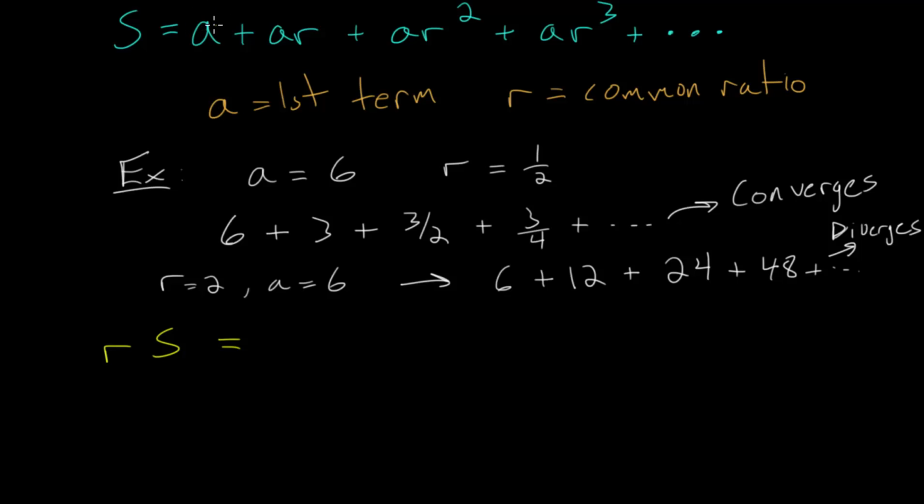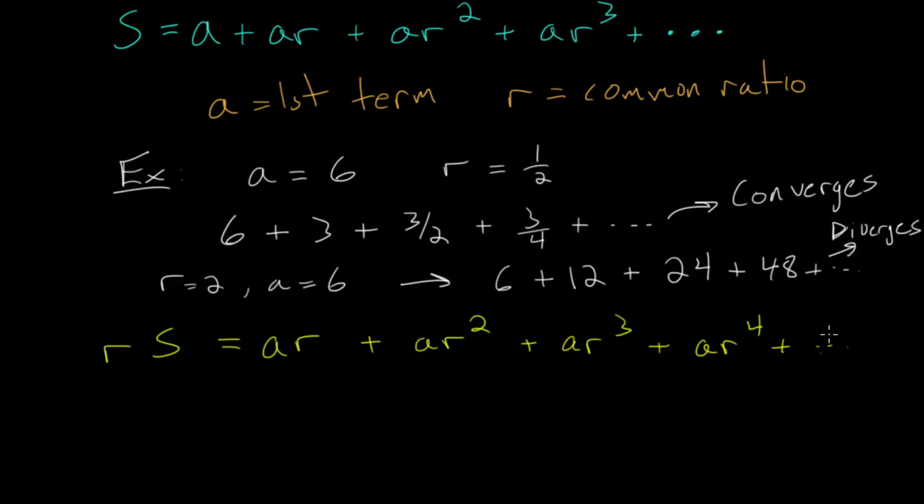So we are multiplying a by r, since we're just distributing r to all of these. And so a multiplied by r is just ar. Then we have ar times r, so now there's two r's, or ar squared. Then we have ar squared multiplied by r, which gives us ar to the third, and ar cubed multiplied by r gives us ar to the fourth, and so on.